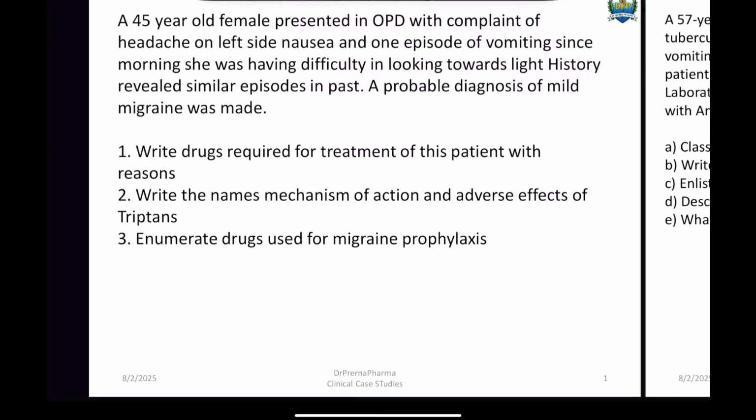Okay students, so now we are starting with question number 3, that is basically clinical case studies. Question number 3 in your second prof exam is usually clinical case studies. So let's see some questions from the past year.